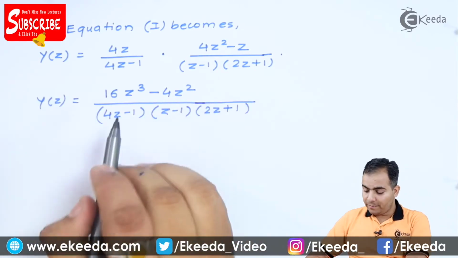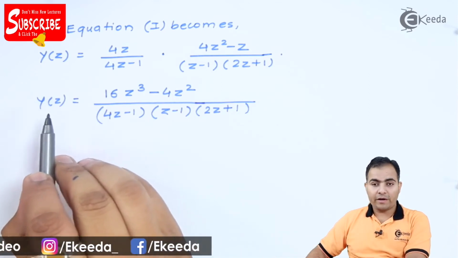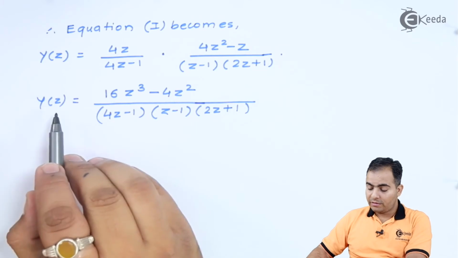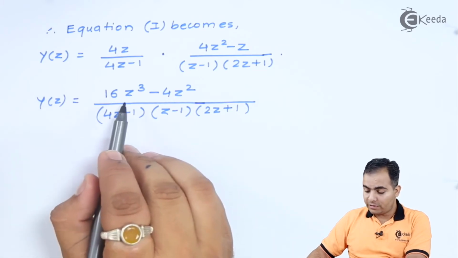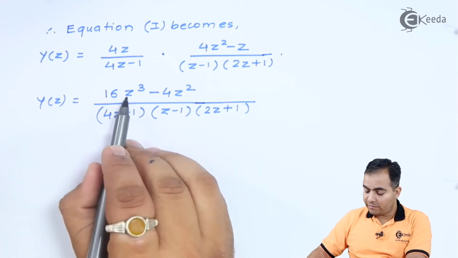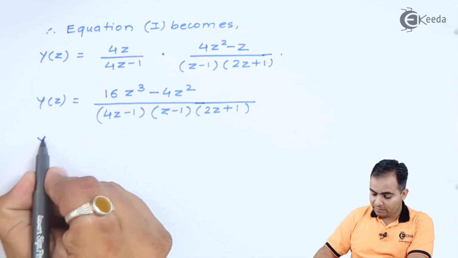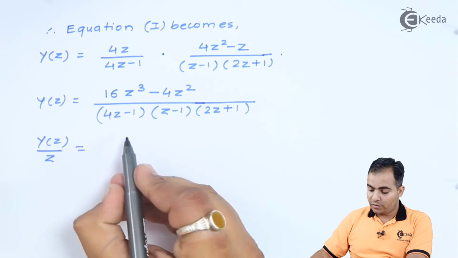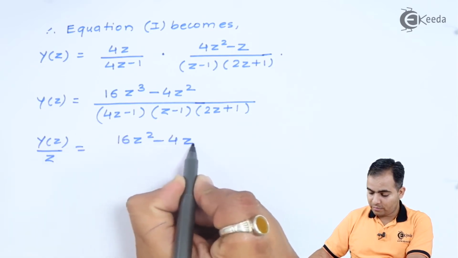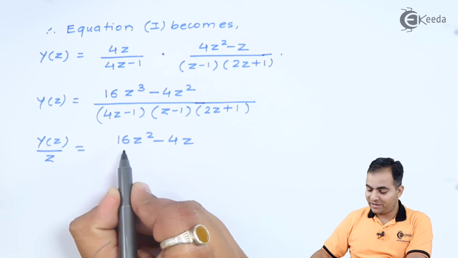Now basically, if we want to obtain y of n, which is nothing but a convolution of x1 of n and x2 of n, we have to place one z on the left hand side. So I'll take one z common from the right hand side. So you will get 16z square minus 4z.